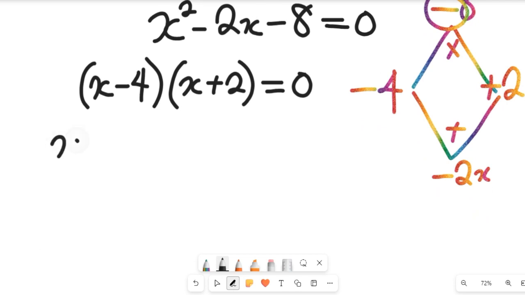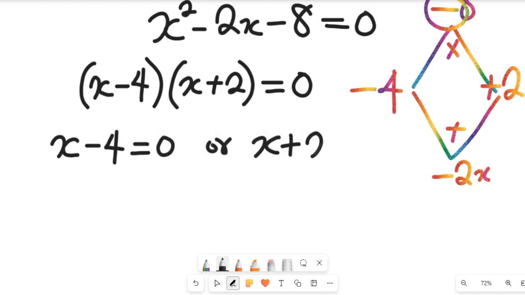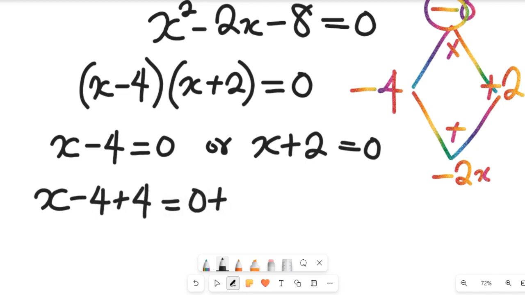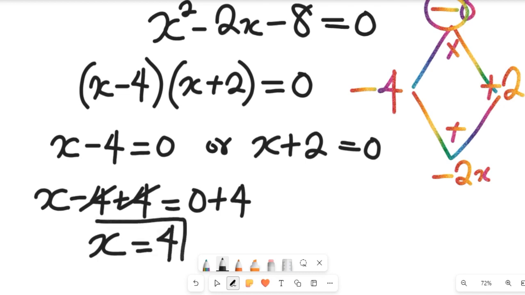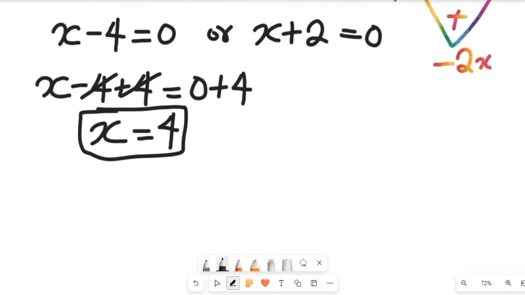So from here, we can see that either x minus 4 is equal to 0, or x plus 2 is equal to 0, right? So from this side, if we add 4 to both sides, you're going to see that x minus 4 plus 4 will be equal to 0 plus 4. And the value of x over here will be equal to 4. Great. So the first value of x is 4.